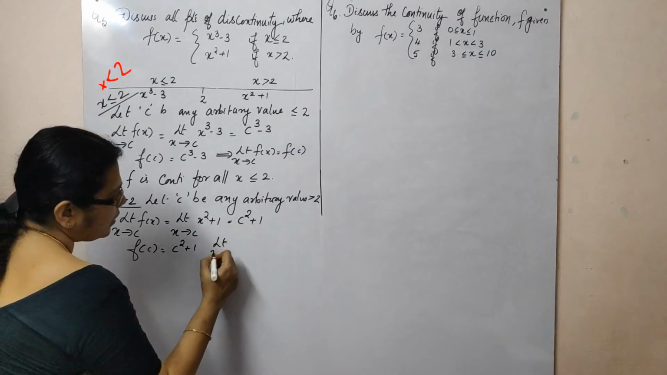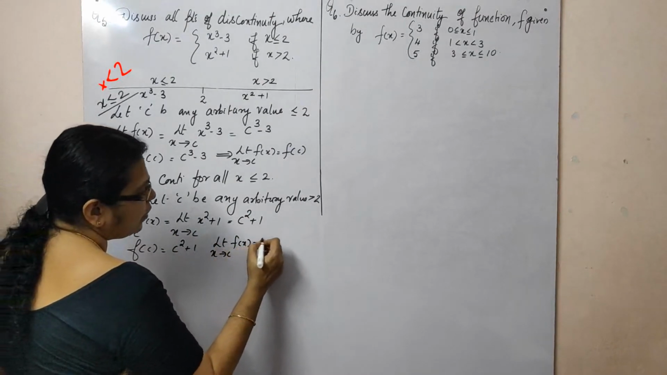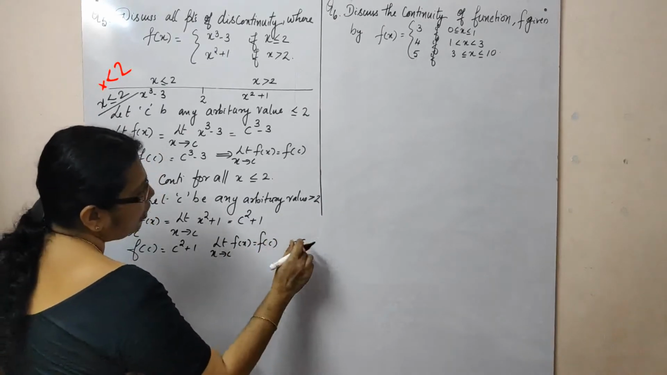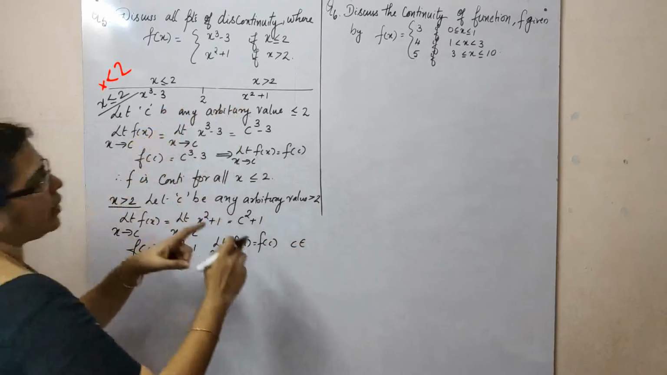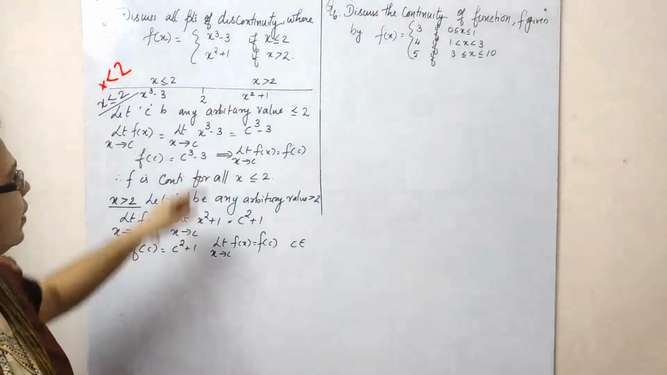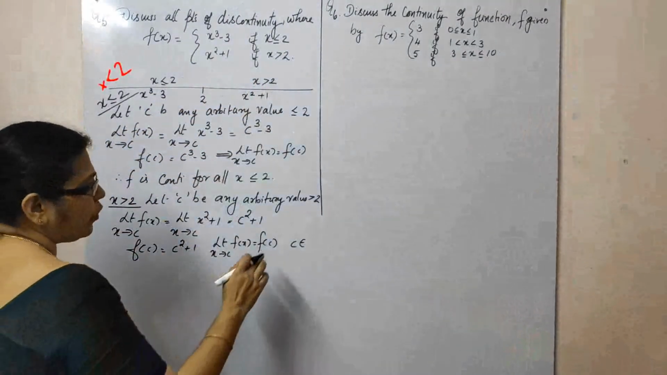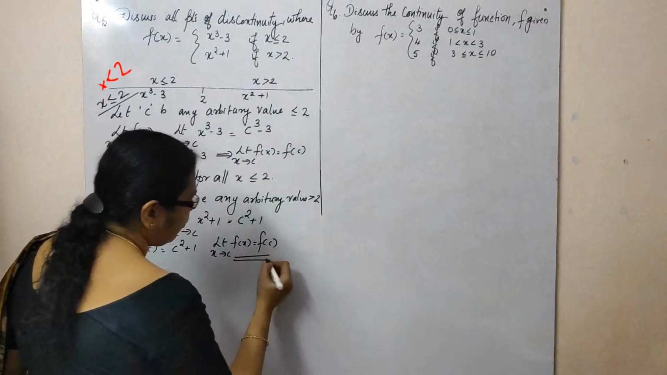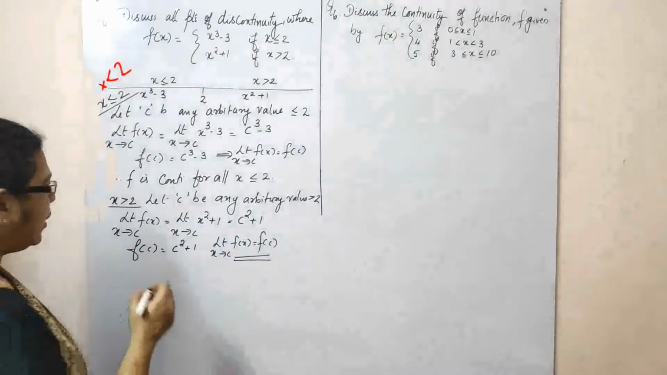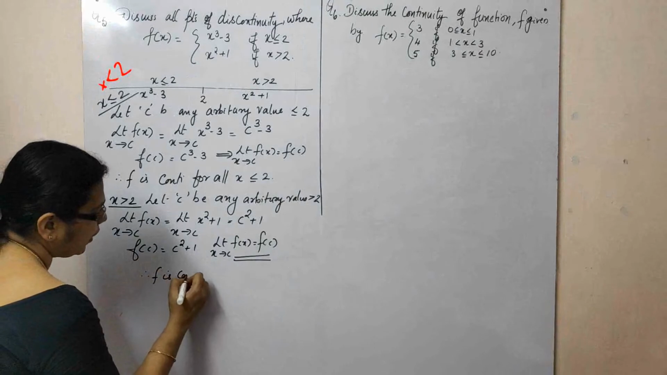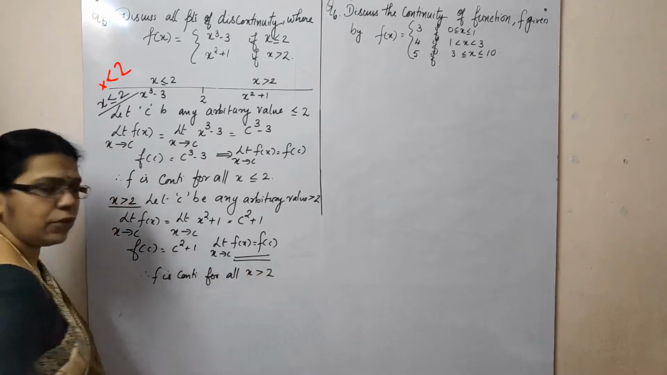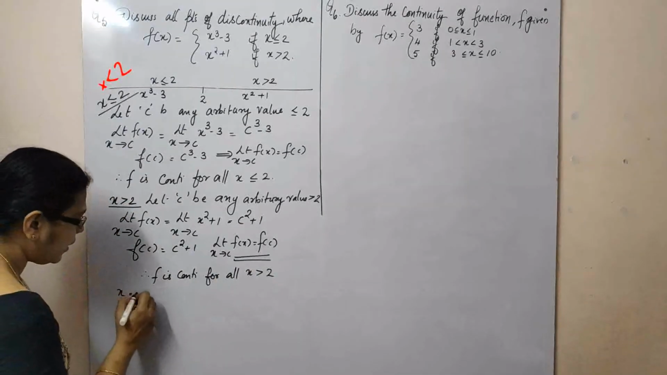So limit x tends to C of f of x is equal to f of C for all values of C that lie in this interval, that is, for all values of x greater than 2. For all, this is enough: limit x tends to C of f of x is equal to f of C. So, here again the function is continuous. Therefore, f is continuous for all x greater than 2.